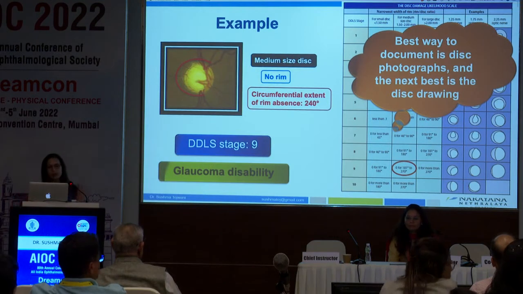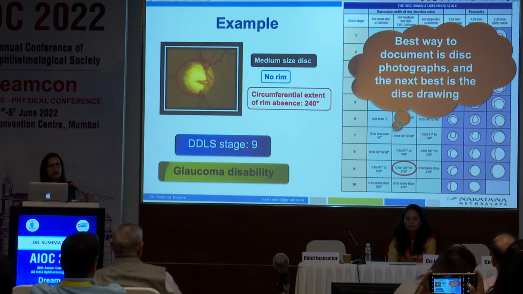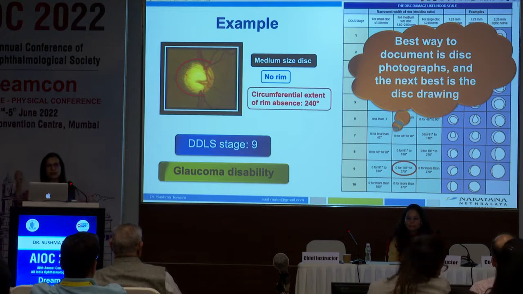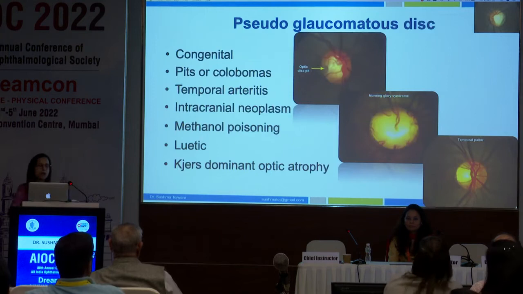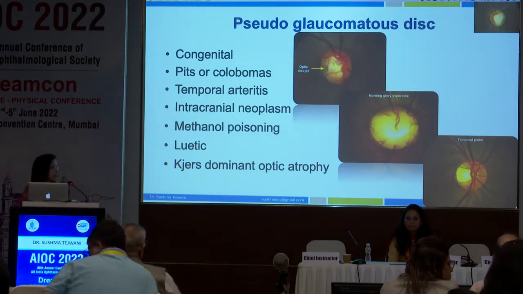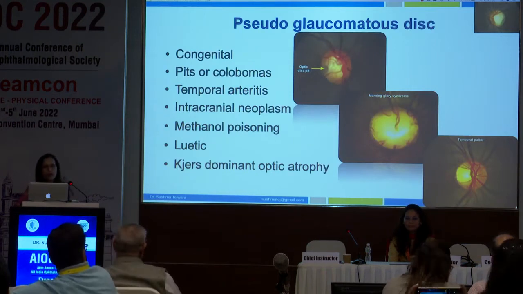But believe me, the best way to document is disc photographs. And the next best is the hand drawing that you make in your chart about how much is the absence of the rim, where is the slope, where is the notch. So that is the best way to document. There can be pseudo glaucomatous discs, which I will not talk much about. Dr. Jyoti will take you through.